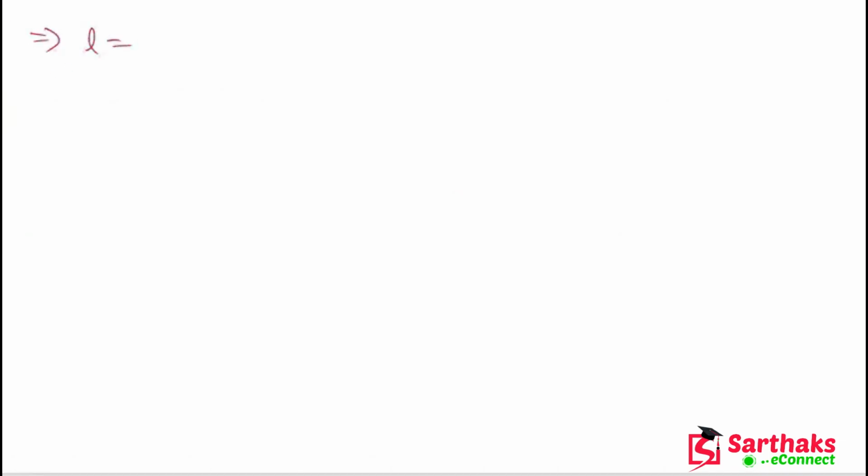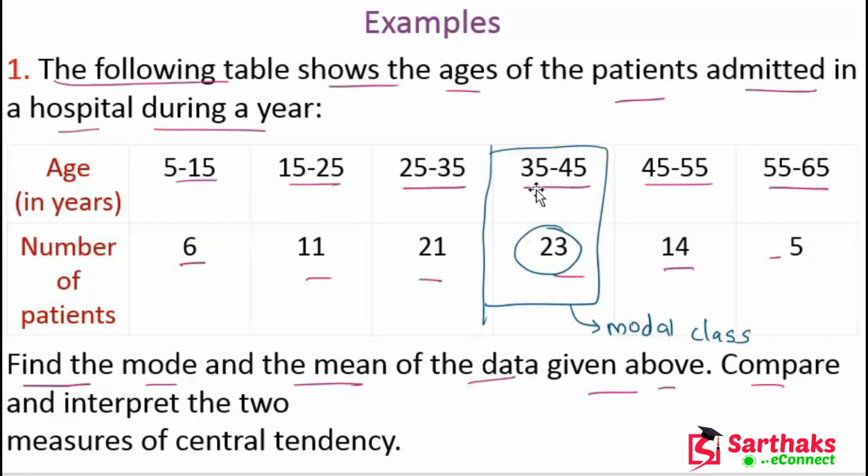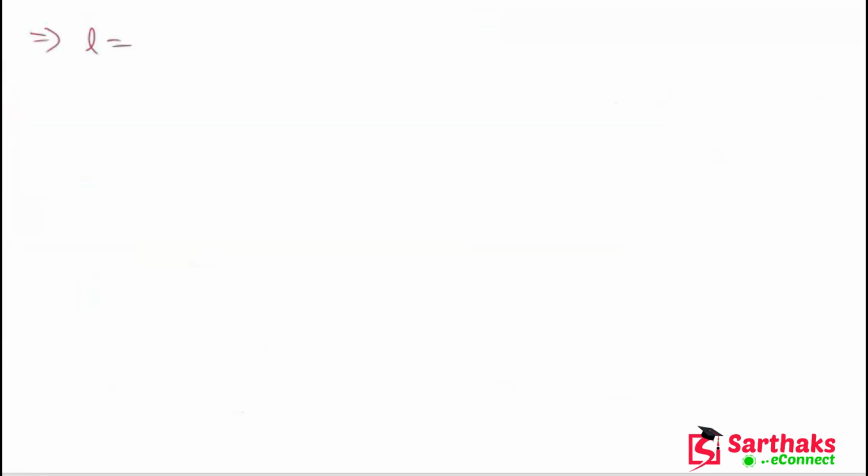So from this we can write like this. L is equal to the lower limit of the model class, which is 35. Okay, we can write here 35. And what is H? H is the width, which is 10. Now what is F1? F1 is the frequency of the model class. So this is equal to 23.